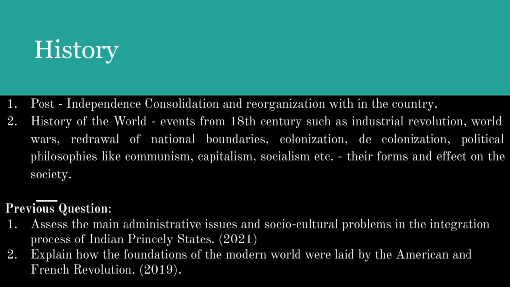Next topic, post-independence consolidation and reorganization within the country. It focuses on how our country was consolidated and reorganized after independence. Look at the previous year question: Assess the main administrative issues and socio-cultural problems in the integration process of Indian princely states. This will come under post-independence consolidation, and its main keywords are administrative issues, socio-cultural problems, and the integration process of Indian princely states.